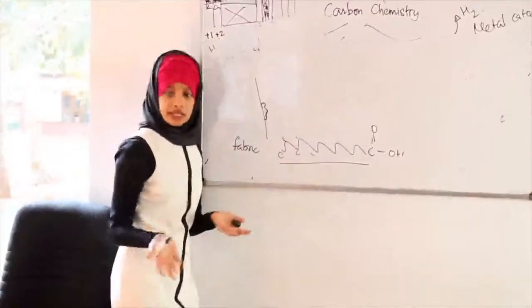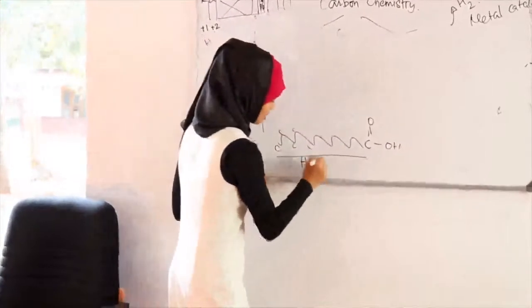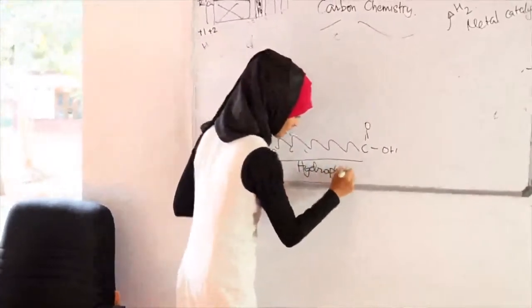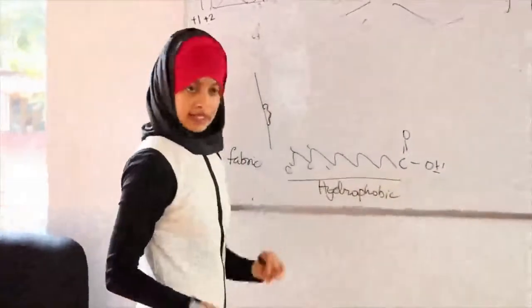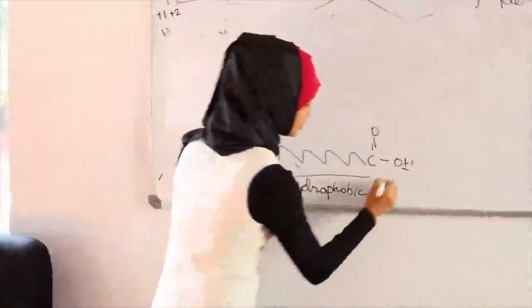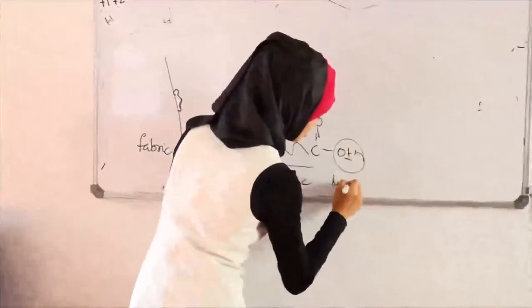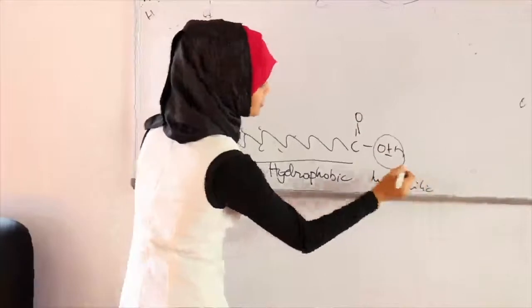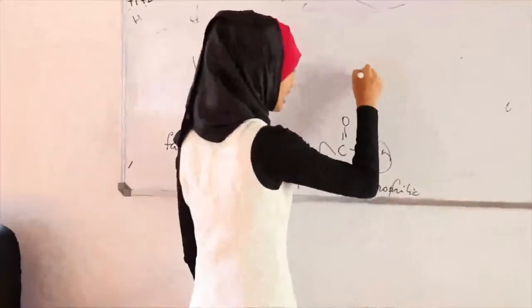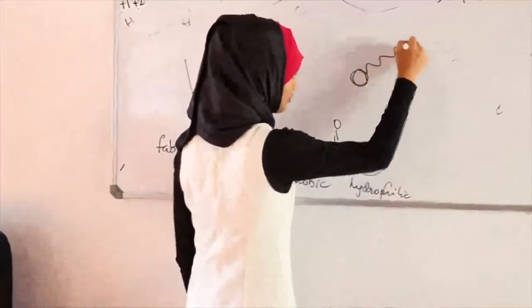So something that doesn't like water, we call it hydrophobic. Now this part can form hydrogen bonds with water, so this part can interact with water. So this is hydrophilic. So if I put all the molecules of soap together, this is the hydrophilic part, this is the hydrophobic part.